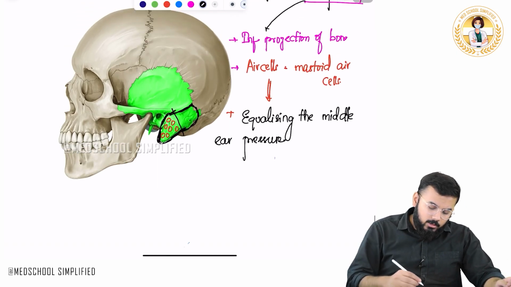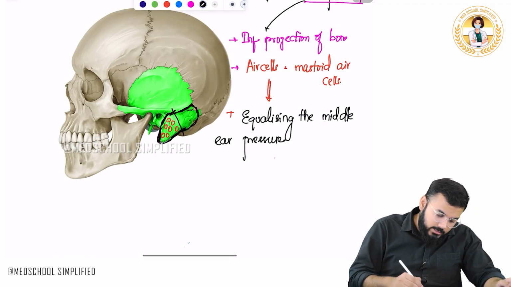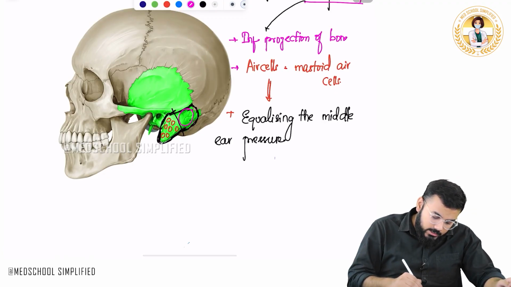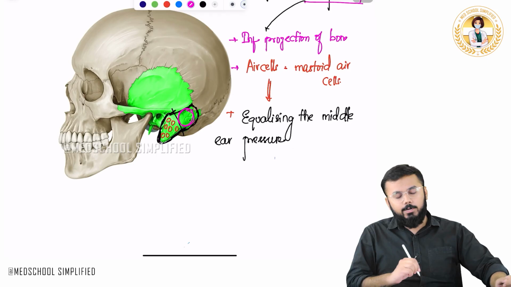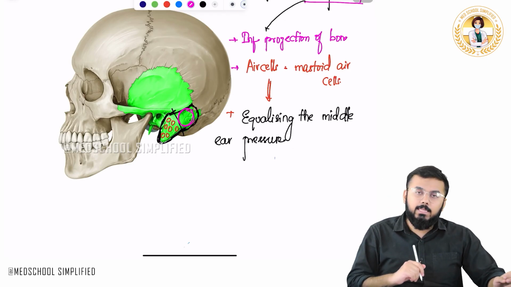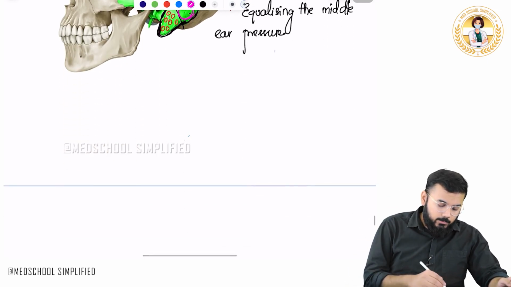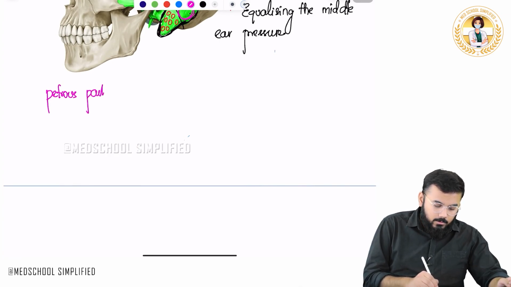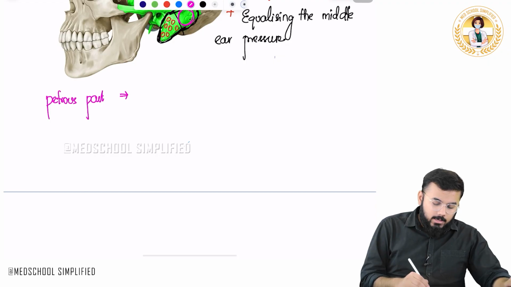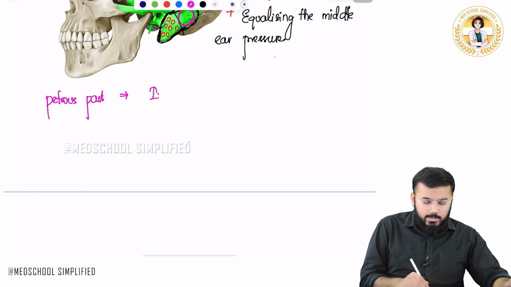Right? And what about this petrous part? This part which you can see is called the petrous part. If you are drilling a hole into this petrous part, you are going to meet the inner ear. So this petrous part contains your inner ear.